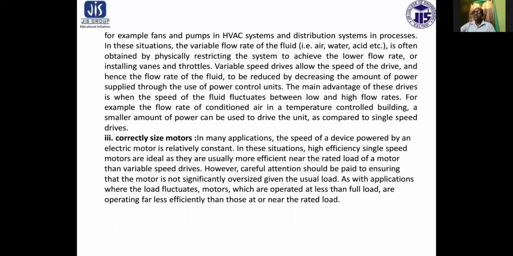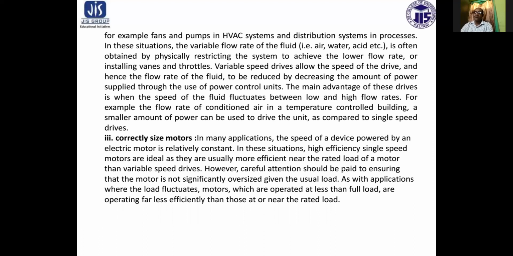Correct motor size. In many applications, the speed of a device powered by an electric motor is relatively constant, and hence the rated power consumption is also constant. In these situations, high efficiency single speed motors are ideal, as they are usually more efficient near the rated load of a motor than variable speed drives.